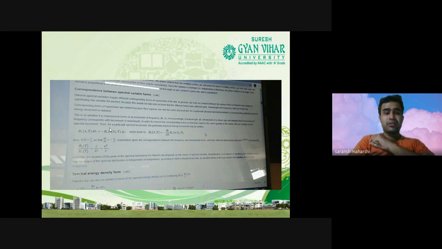Also, nu = c / lambda, so that d nu / d lambda = -c / lambda squared. Substitution gives the correspondence between the frequency and wavelength forms with their different dimensions of units. Correspondingly, B_lambda / B_nu = c / lambda squared = nu squared / c.